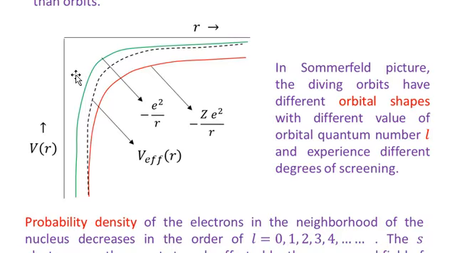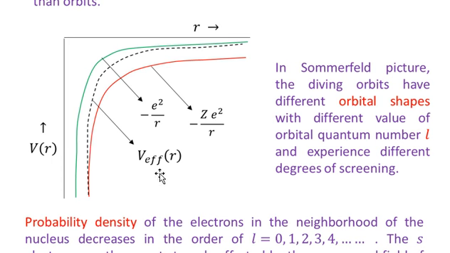Now you see that I have shown these three potentials over here. Minus E square over R is the central potential, and this potential will be very applicable when the valence electron is much away from the nucleus. And minus Z E square over R is the potential seen by the valence electron when it is close to the nucleus.